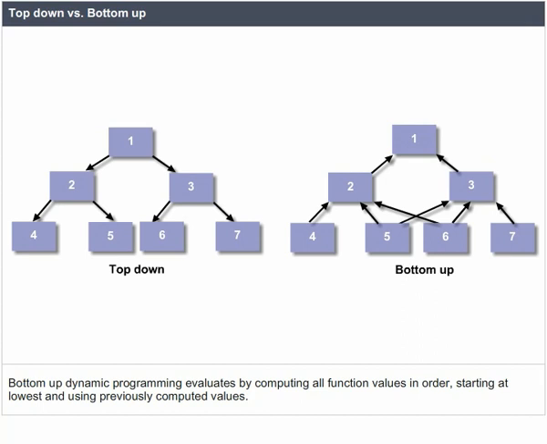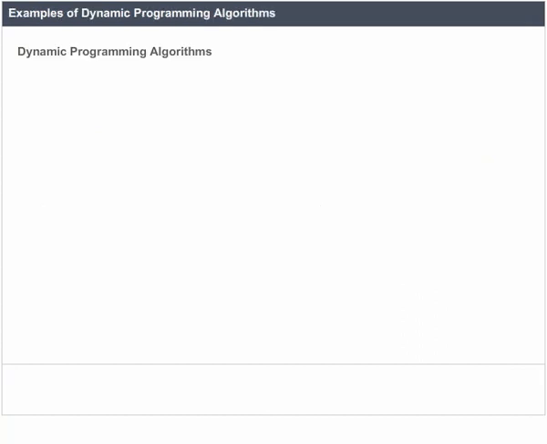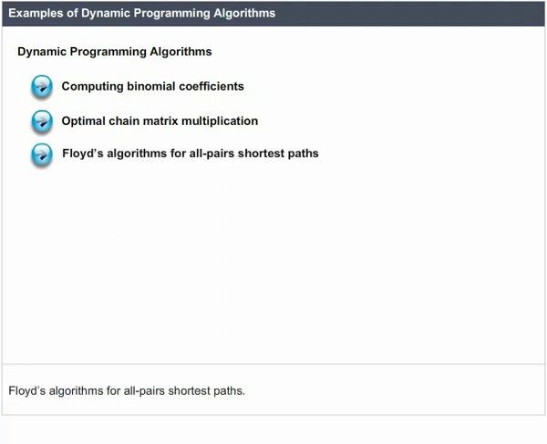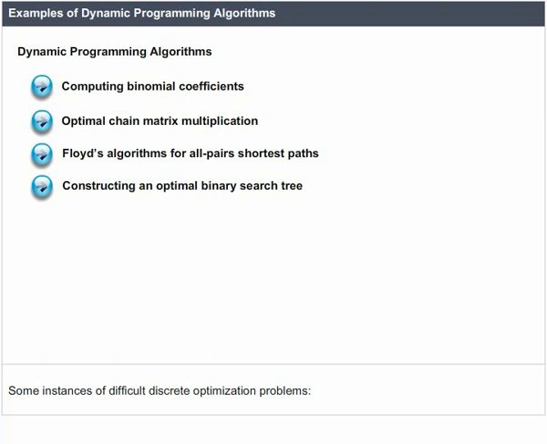Examples of dynamic programming algorithms. These are some of the dynamic programming algorithms: computing binomial coefficients, optimal chain matrix multiplication, Floyd's algorithm for all pairs shortest paths, constructing an optimal binary search tree, some instances of difficult discrete optimization problems, traveling salesman, knapsack.